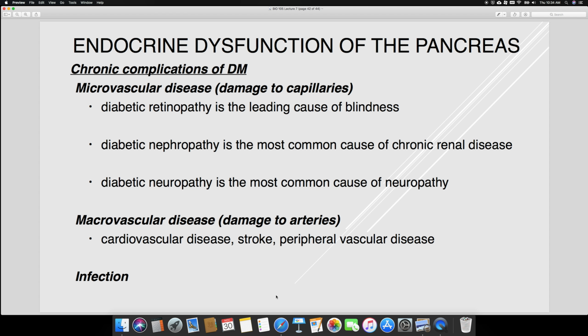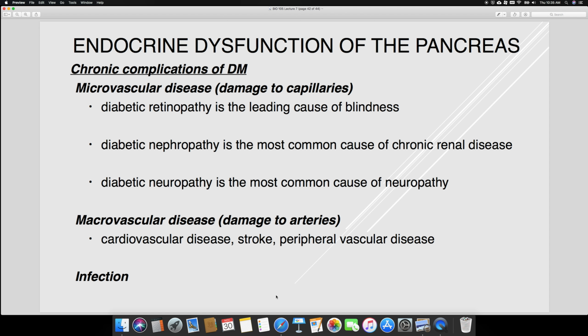Then, of course, the chronic complications of diabetes. So you have microvascular diseases. These are diseases due to damage to capillaries. The big ones: diabetic retinopathy, diabetic nephropathy, diabetic neuropathy. Retinopathy, most common cause of blindness, at least in our country in adults. Diabetic nephropathy, most common cause of chronic renal disease. And then diabetic neuropathy, which we're all familiar with, most common cause of neuropathy.